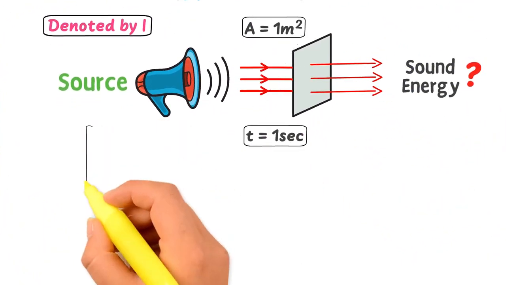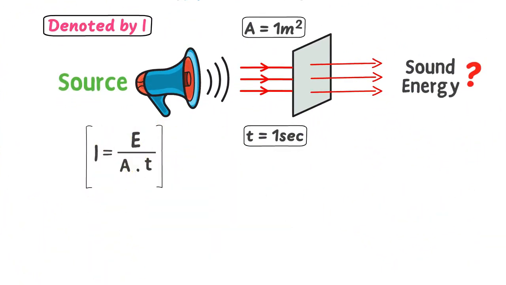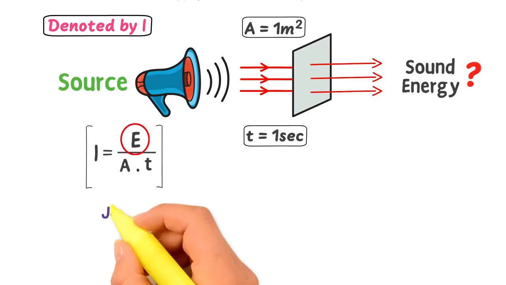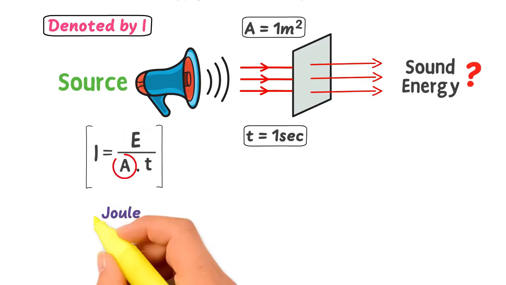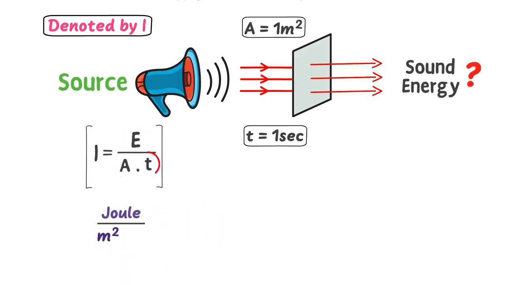Mathematically, we write it as I is equal to E upon A into T, where E is the sound energy that passes through unit area or 1 meter squared area A, and time T is equal to 1 second. What about the SI unit of sound intensity? Well, we know that the SI unit of energy is joule, the SI unit of area is meter squared, and the SI unit of time is second. So the SI unit of sound intensity is joule per square meter per second.